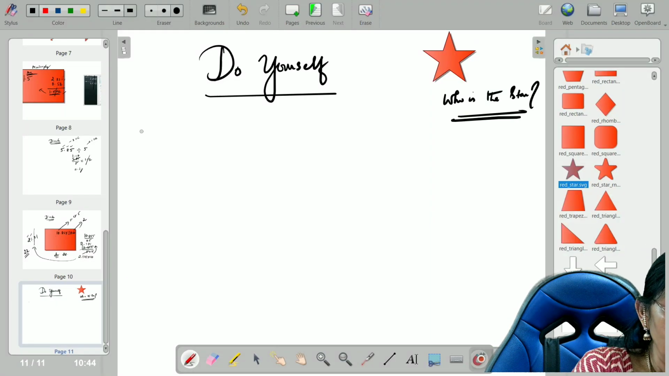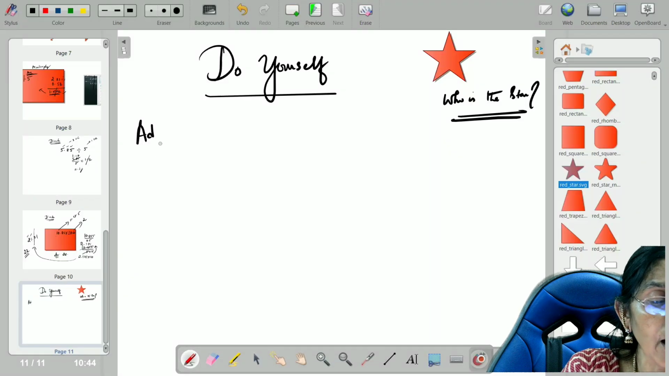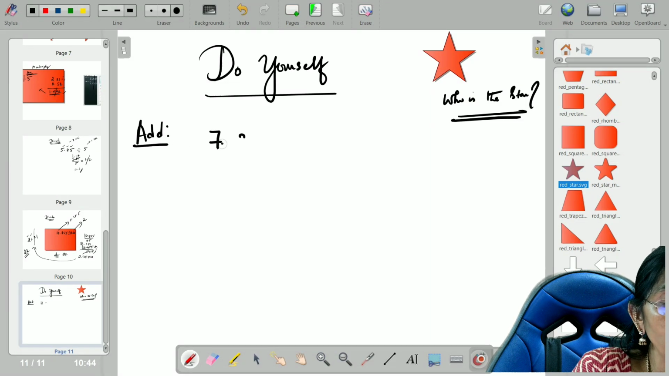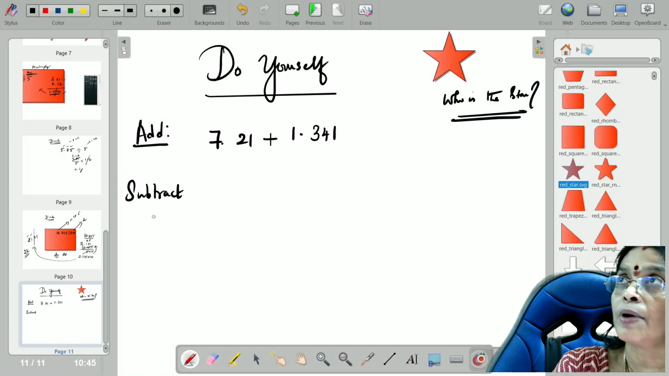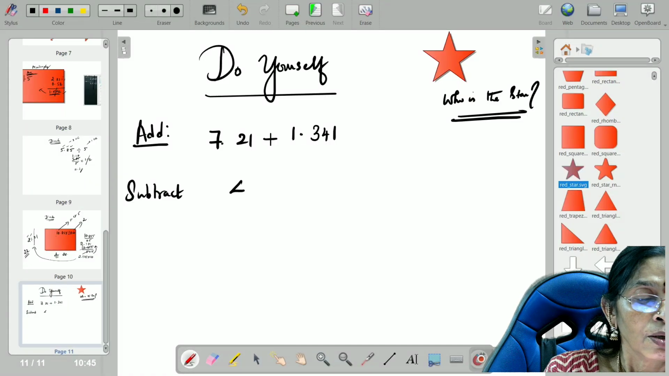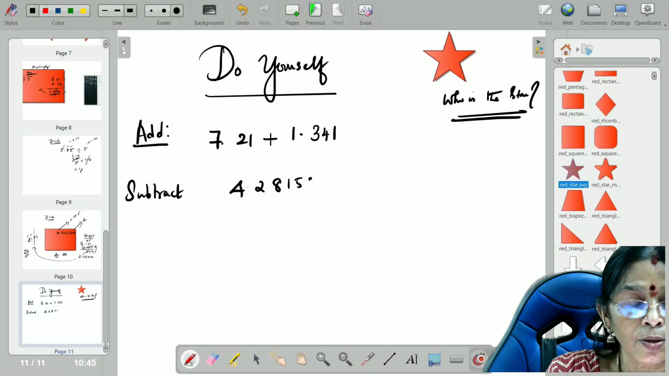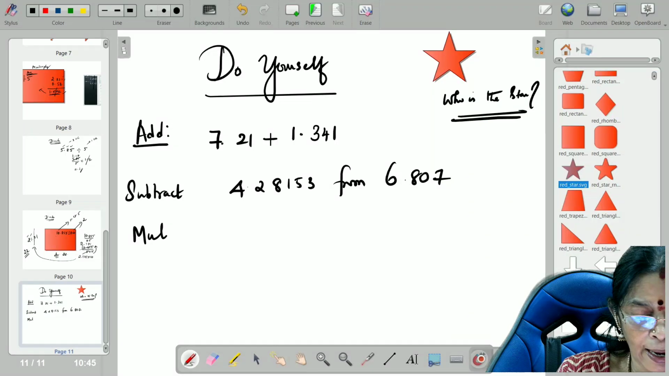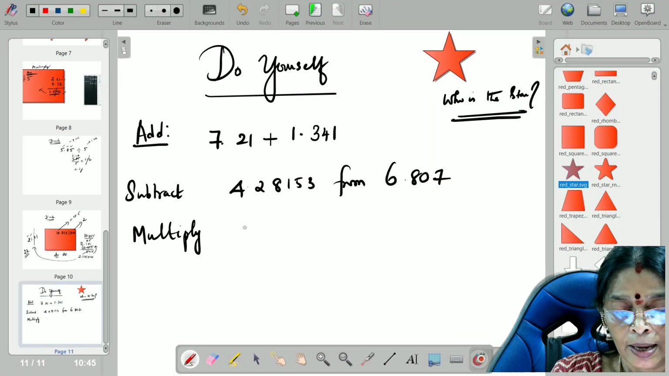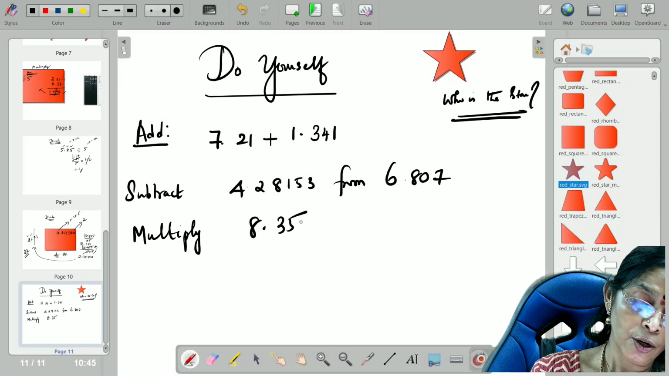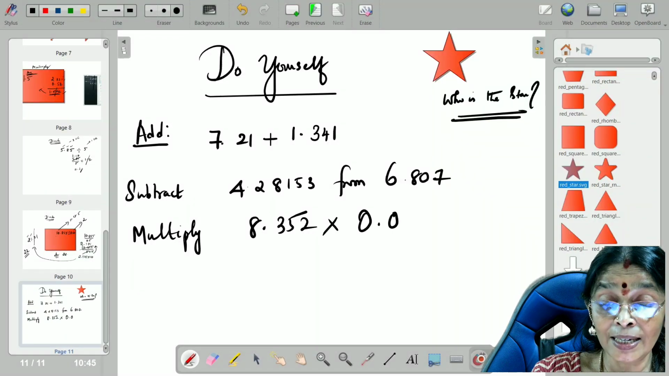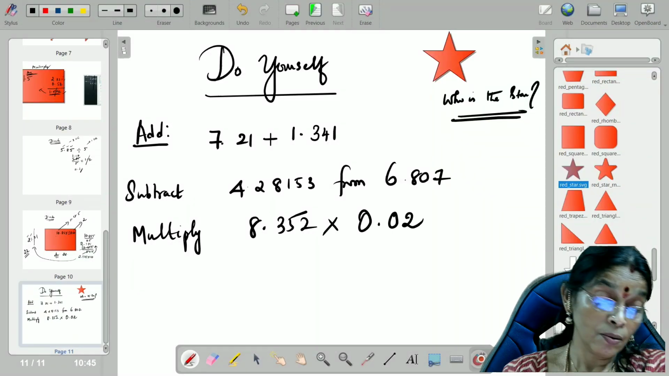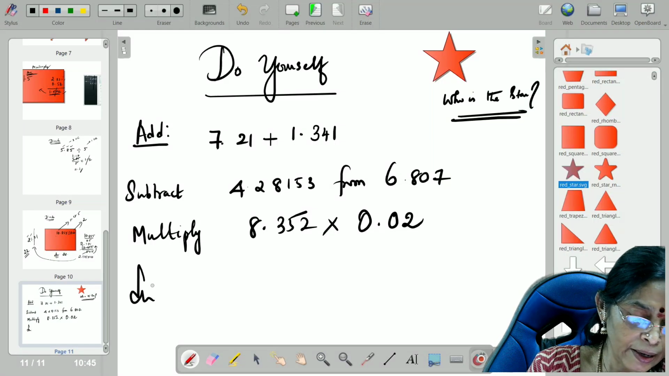So do it yourself. I'm going to give you certain questions. Add 7.21 plus 1.341. Next, subtract 4.28153 from 6.807. Next, multiply 8.352 into 0.02. Please understand, 0.02.